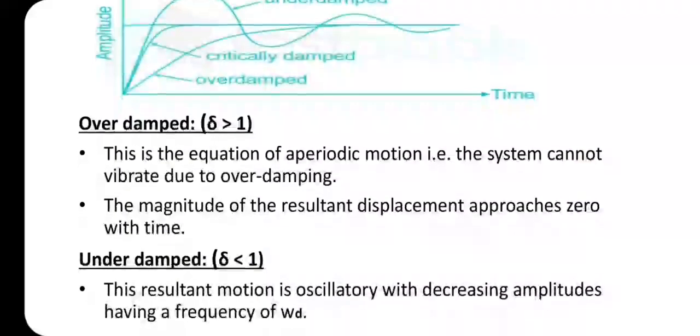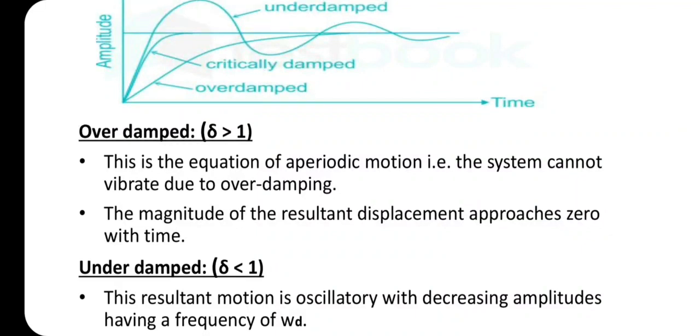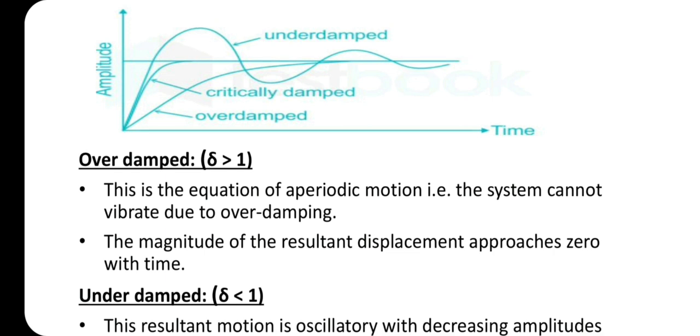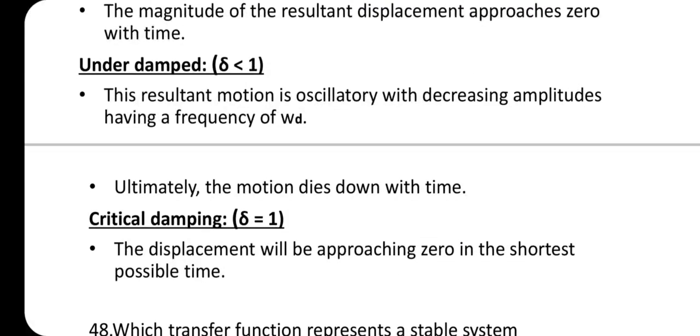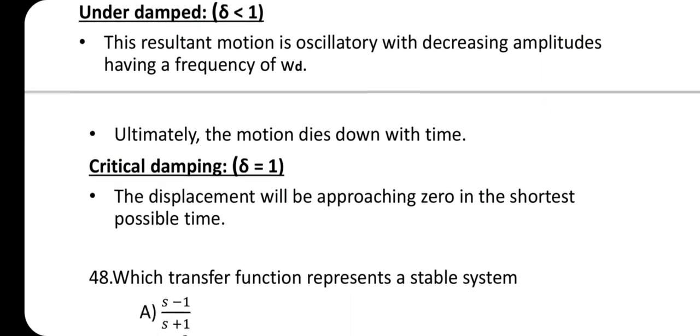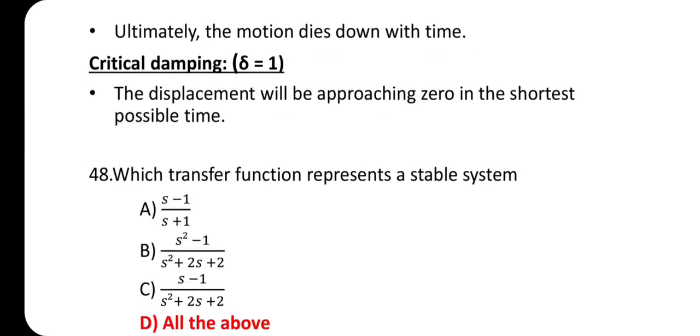First one, overdamped, eta greater than 1. This is the equation of aperiodic motion, that is, the system cannot vibrate due to overdamping. The magnitude of the resultant displacement approaches 0 with time. Underdamped, eta less than 1. This resultant motion is oscillatory with decreasing amplitudes having a frequency of omega d. Ultimately, the motion dies down with time. Critical damping, eta equal to 1. The displacement will approach 0 in the shortest possible time.